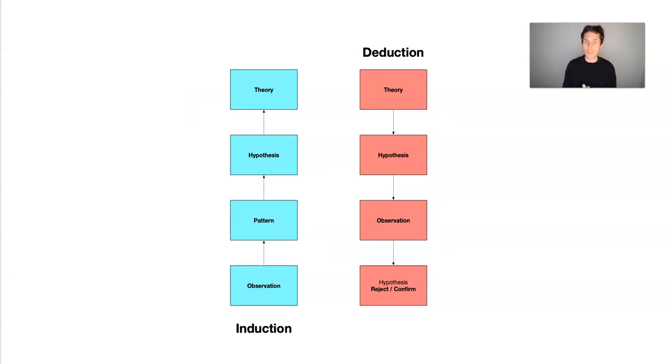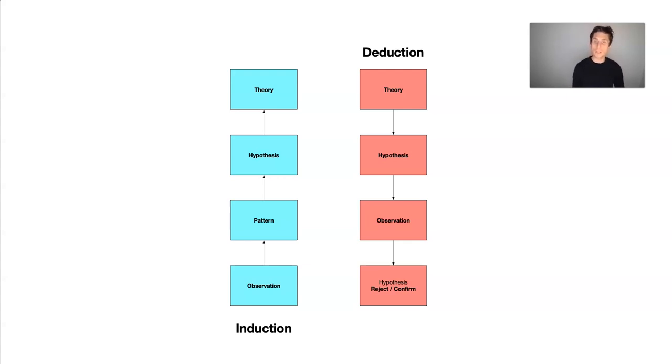So induction is often the process of moving from particulars to generalizations, whereas deduction is the process of moving from generalizations to particular concrete examples. The implications here are really important for the way that we think about how we might go about collecting data to answer our research questions.